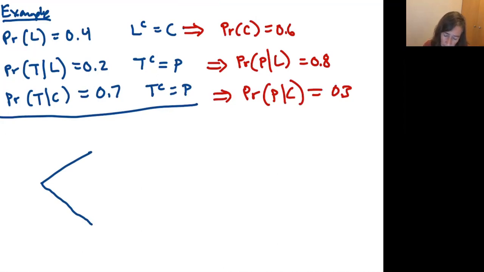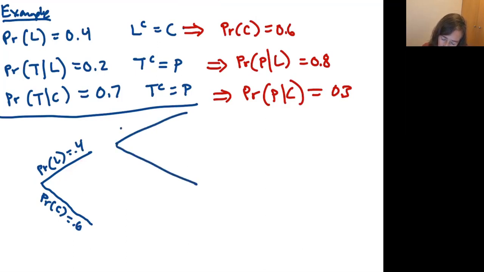On this node, the probability of being liberal is 0.4, and the probability of being conservative is 0.6. So we go down this liberal path here, and we know the person is liberal. The next node tells us, is this person traditional, given that they're liberal, or are they progressive, given that they're liberal? And we have those numbers given to us as well.